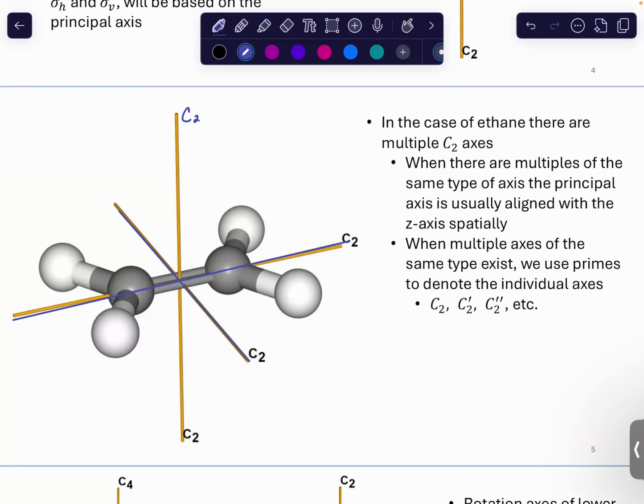We do it the same way as sigma V. Let's just do this. Your single prime, your first prime, will go on the axis that cuts through a bonding angle. Your double prime will go straight down the center of a bond. But you notice these are all equivalent C2 axes, and they just cut the molecule and rotate it in completely different ways. So we have to denote them uniquely.